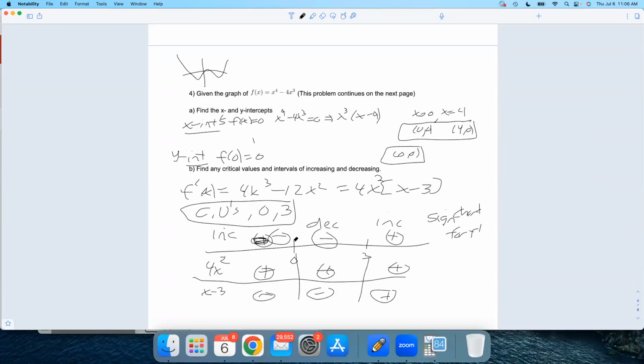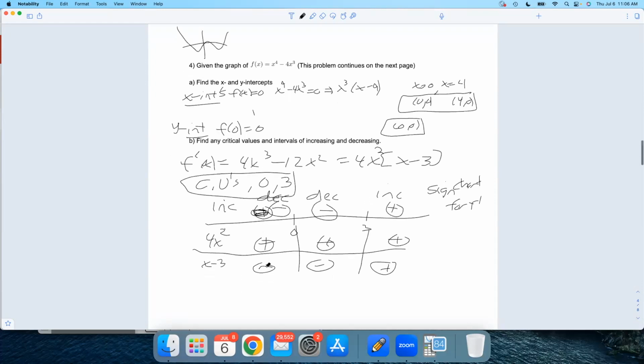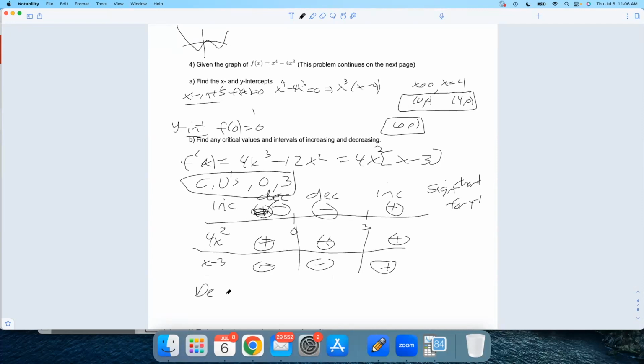So at 0, we do not have a local max or min, because the graph stays decreasing and then increasing after here. Right now it's decreasing from negative infinity up to 3, and in this entire region 4x squared is always positive. Then it's increasing from 3 to infinity.